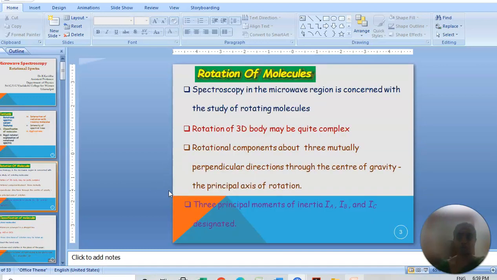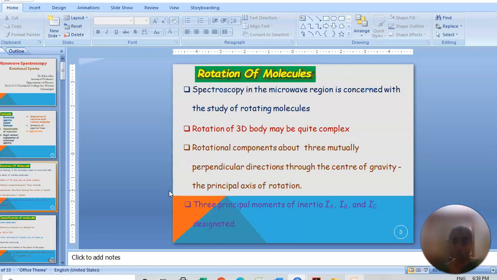So what about this spectroscopy? This spectroscopy is concerned with the study of rotating molecules. The rotation of a three-dimensional body is quite complex, and it is convenient to resolve it into rotational components about mutually perpendicular directions through the center of gravity, which are called the principal axes of rotation.